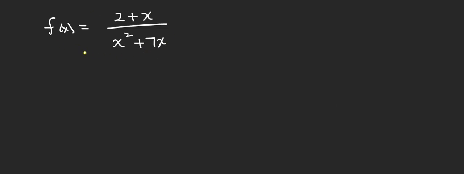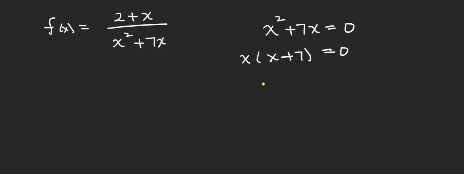What will be the domain of this function? Now, domain means what are the x values that you could plug in here so that the function will exist. But notice, this is a fraction. So the only time this function doesn't exist is when the denominator is 0. So let's first set the denominator equal to 0. Let's factor out x. So you get x equals 0, or x plus 7 is equal to 0. You get x equals negative 7.